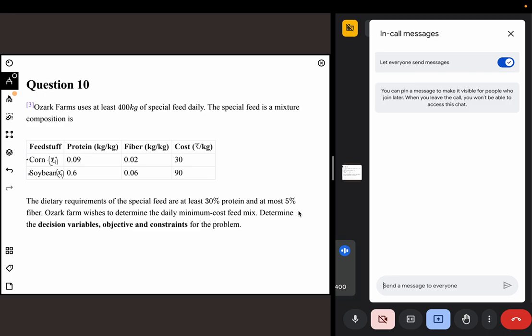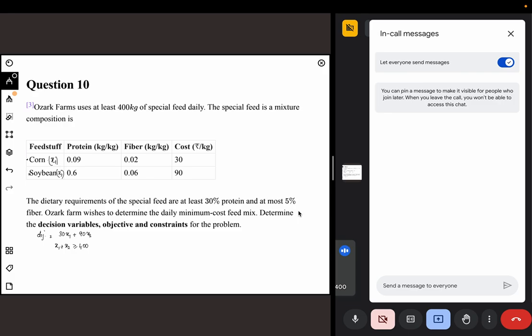So the first thing I have is that I need to have a daily feed of at least 400 kilograms. Okay, let's say the objective first. So this is 30 per kg. So the total cost, the objective, will be 30 times x1 plus 90 times x2. So this will be my objective function. I need to minimize this, subject to whatever other constraints I have. The first constraint says that it uses at least 400 kilograms of special feed. So x1 plus x2 should always be greater than or equal to 400. That is the first constraint.